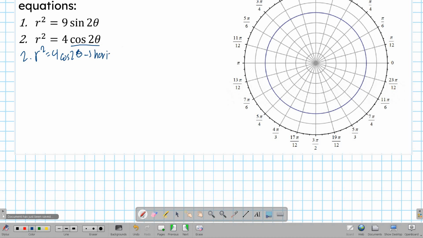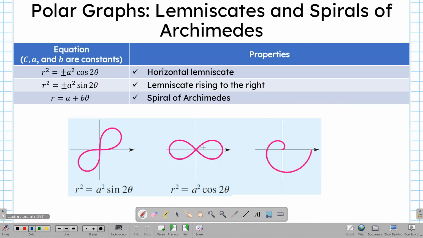A horizontal Lemniscate. So we expect that it's symmetric with the polar axis, pi over 2 axis, and actually the pole. Why do I expect that? We'll check the graph here. Here, look. Polar axis, pi over 2 axis, and actually the pole. They are symmetric.